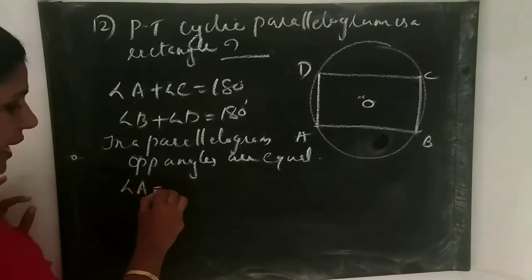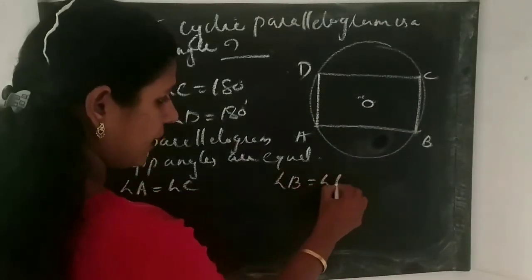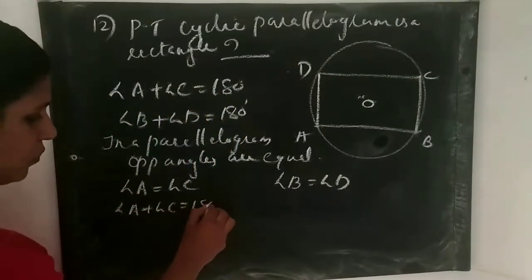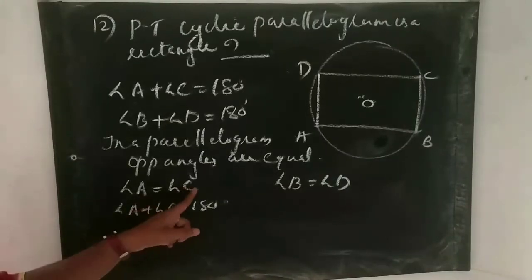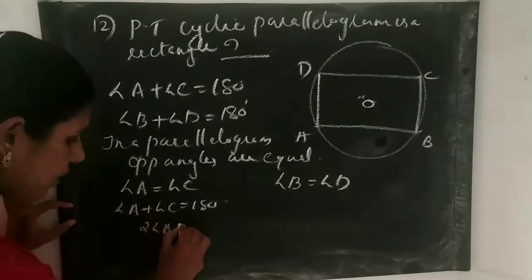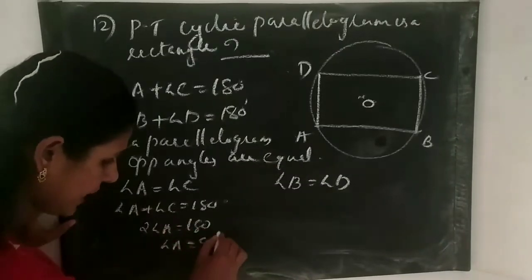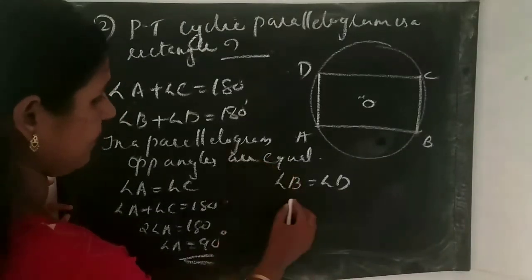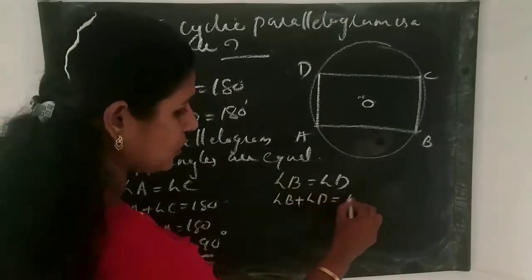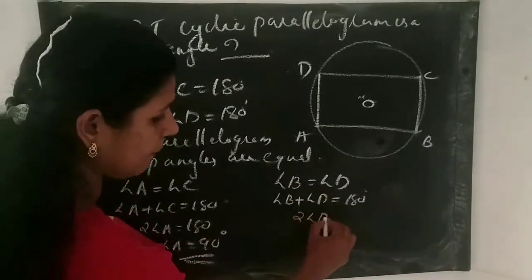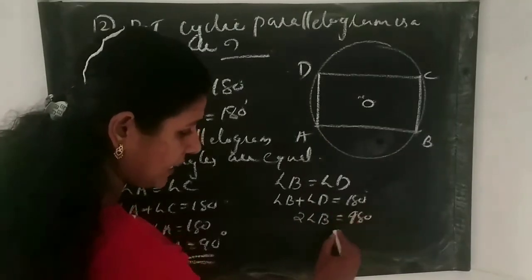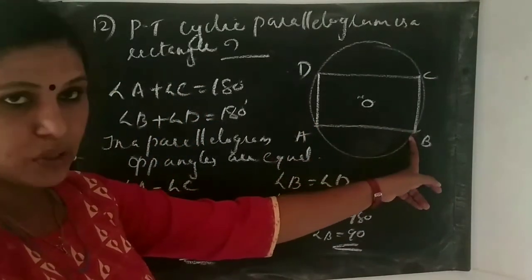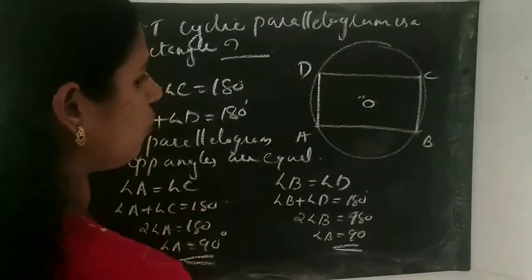Now we can say that angle A equals angle C and angle B equals angle D. From angle A plus angle C equals 180 degrees, and angle A equals angle C, twice angle A equals 180 and angle A equals 90 degrees. Similarly, angle B plus angle D equals 180, that is twice angle B equals 180 degrees, so angle B equals 90 degrees.